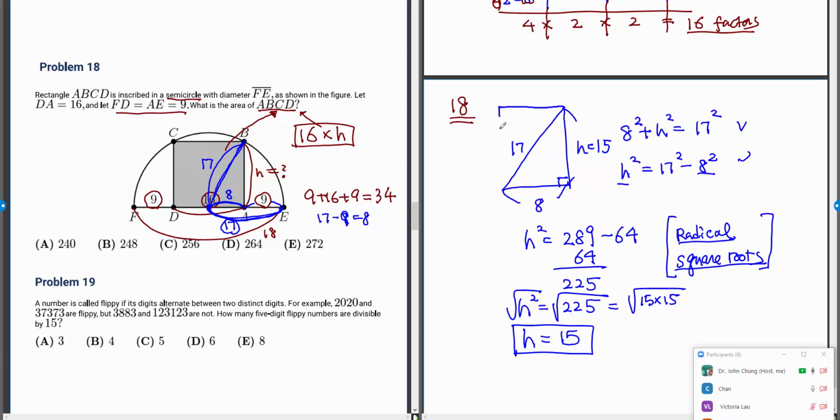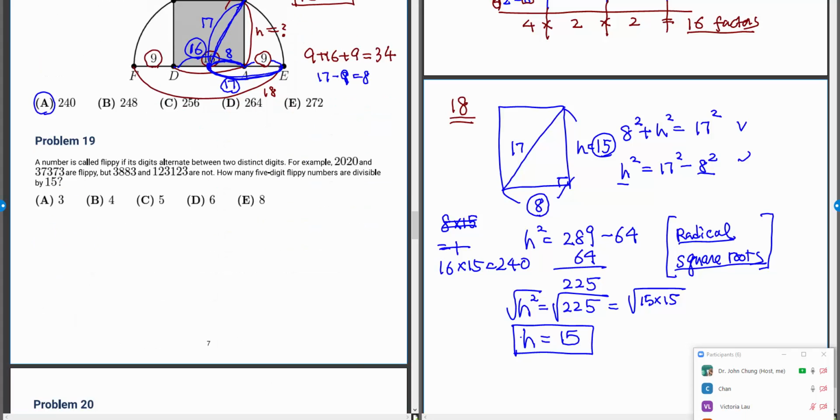Now, what is the area of this rectangle? Base times height. 8 times 15 equals 120, but there's no such answer. Oh sorry, this is a rectangle, right? This is 8 from here, so isn't it all the way 16? So 16 times 15. I did it wrong. 16 times 15 equals 240. So choice A is the answer, okay?